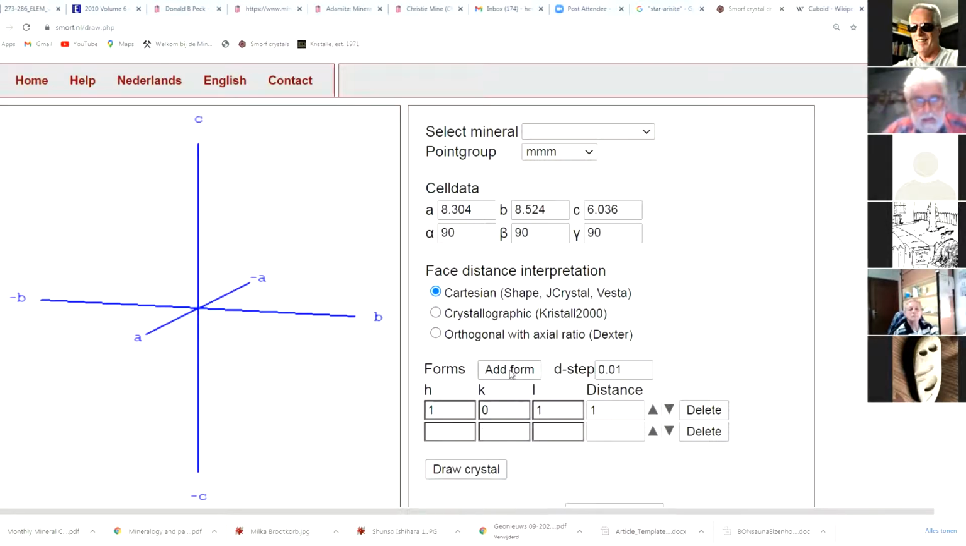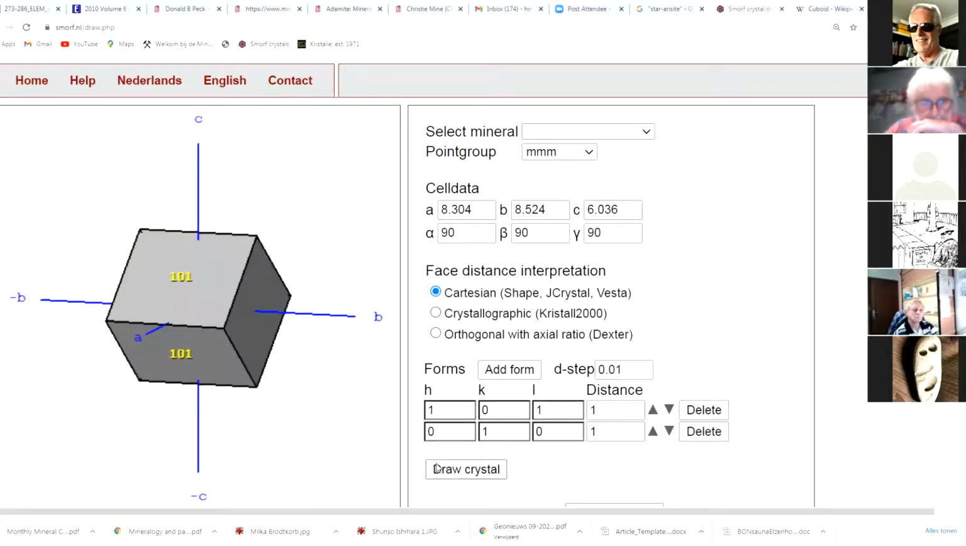So let's add the 0, 1, 0 face. Distance 1. There you go. Okay. So we have a closed crystal drawing here with two forms. We have the 101 form, which is there. And then we have the 010 form, which are the two faces here that cut off the B axis.